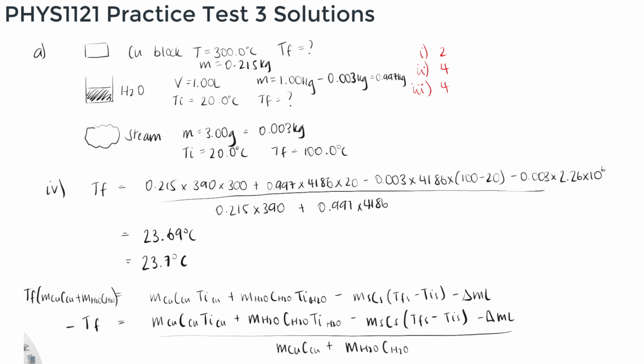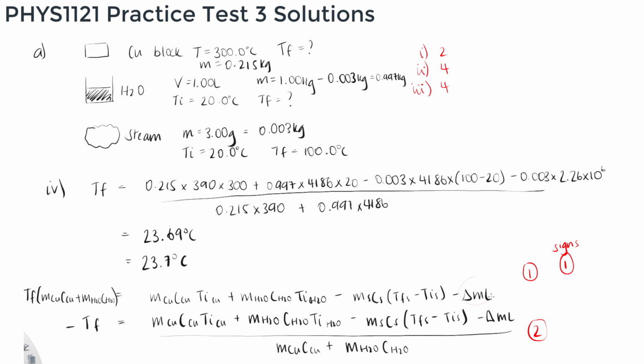Now marking for this question, if you got the original equation, where before we started rearranging it, you got a mark for that. If you got all the signs correct, you got a mark for that. If you then rearranged everything and you got to the correct answer, you got 2 marks for that.